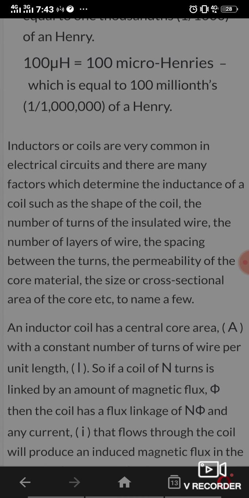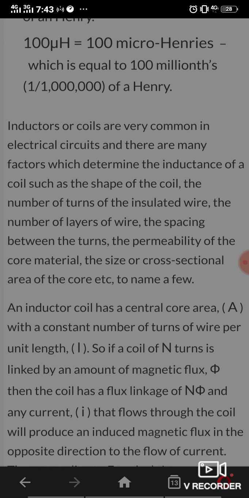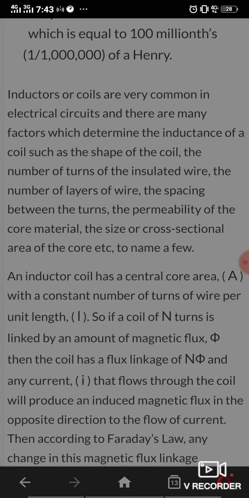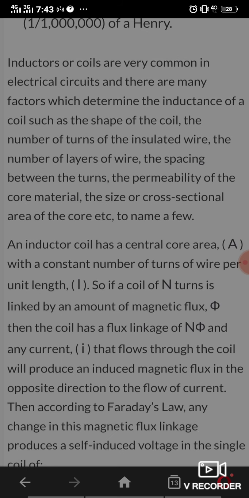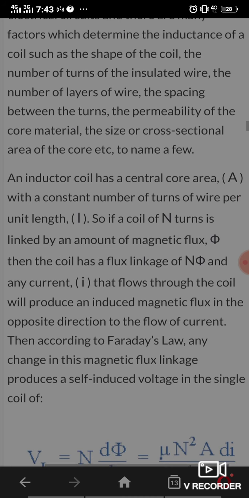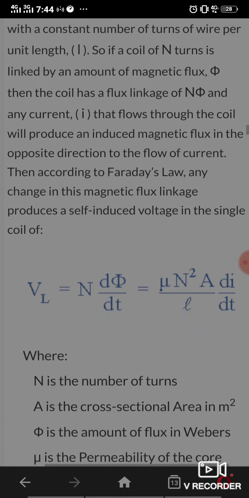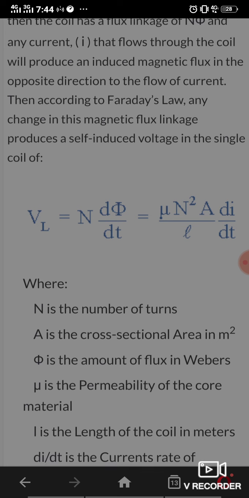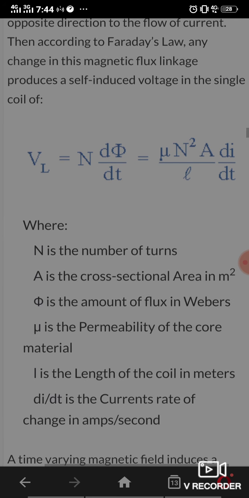So if a coil of N turns is linked by an amount of magnetic flux, then the coil has a flux linkage, and any current that flows through the coil will produce an induced magnetic flux in the opposite direction to the flow of current. Then according to Faraday's law, any change in the magnetic flux linkage produces a self-induced voltage in the single coil, where N is the number of turns, A is the cross-sectional area, Φ is the amount of flux in Weber, μ is the permeability of the coil material, and l is the length of the coil in meters.